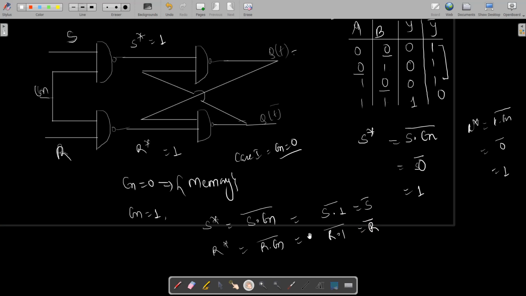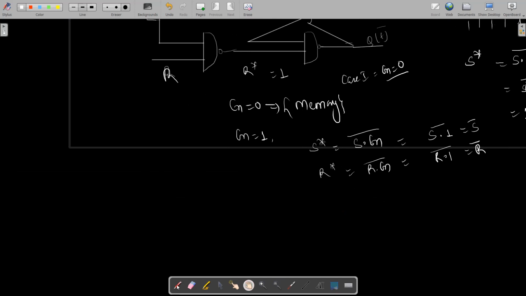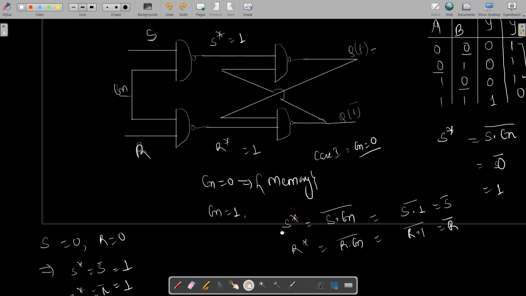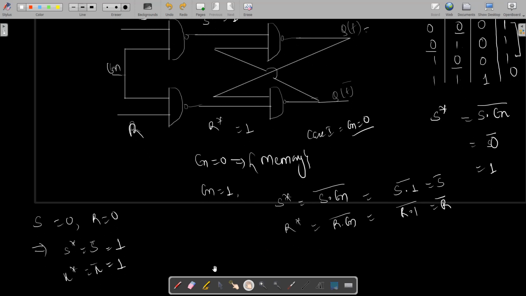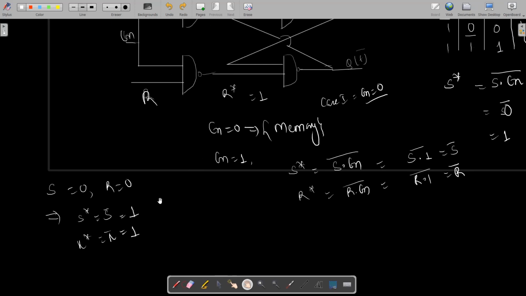Now let us analyze the case when S equals 0, R equals 0. For S equals 0 and R equals 0, S star equals S bar, which is 1, and R star equals R bar, which is 1. So S star is 1 and R star is 1. The same concept applies: it is memory. The first case, when S equals 0 and R equals 0, is the memory case.